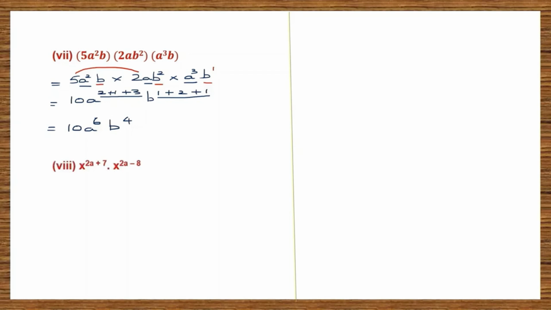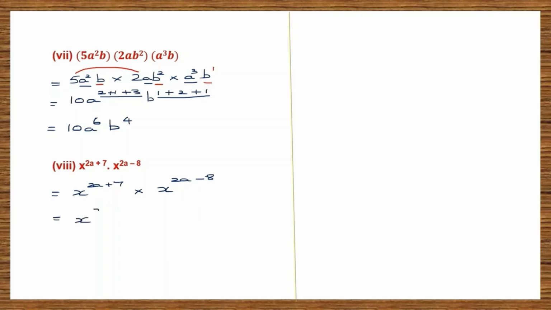Next one, the 8th one is x raised to the power of 2a plus 7 into x raised to the power of 2a minus 8. Now here the base is the same, isn't it? x raised to one power and x raised to another power. So the base x is the same and it is multiplication. That means we have to simply add the powers. The base will remain the same. So here what do we write?